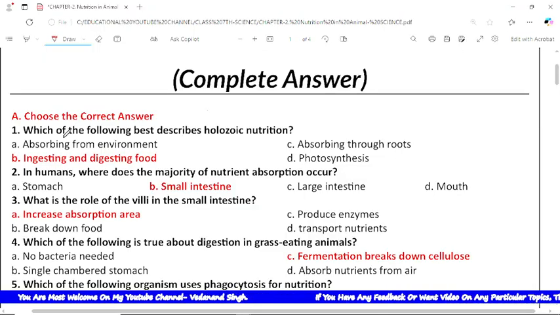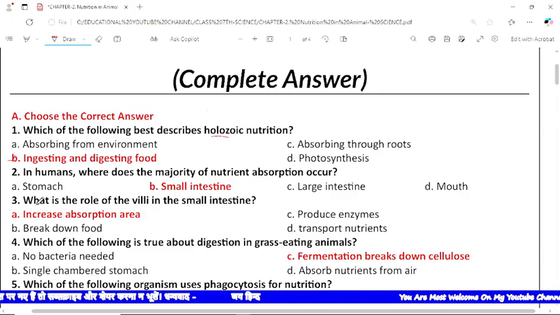The first question is: which of the following best describes holozoic nutrition? Among these options, B is the correct answer, that is ingesting and digesting food. The next question, the second number question: where does the majority of nutrient absorption occur? The correct answer is small intestine. B is the correct option for this question.